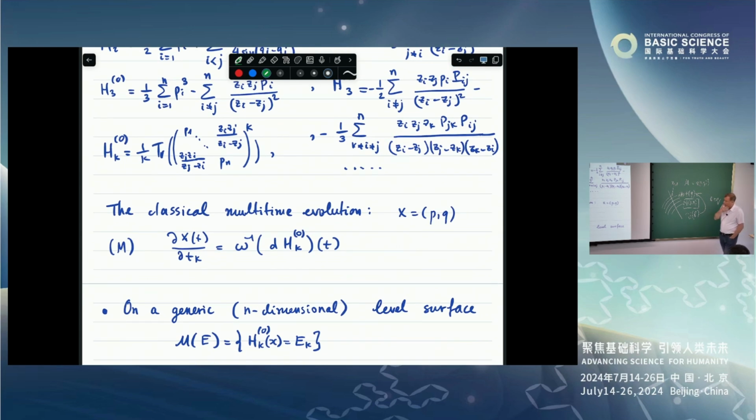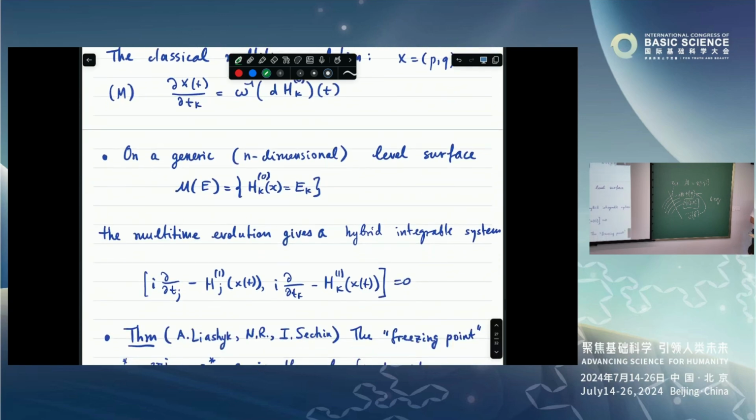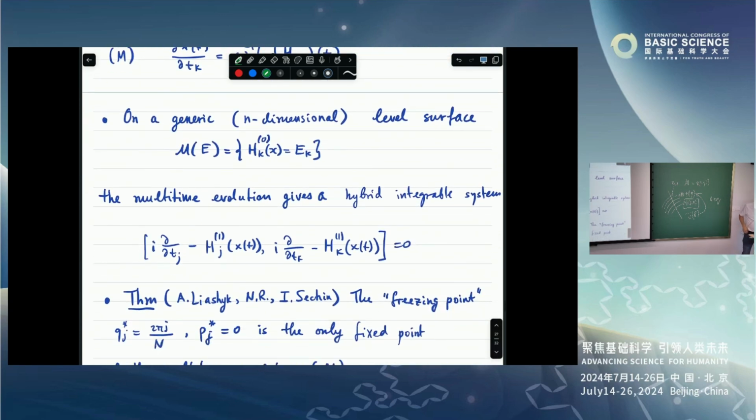So what do we have? We have the classical background, and then we have these operators H1 give this hybrid integrable system. So this is a flat connection on a generic Liouville torus. This will be a flat connection.